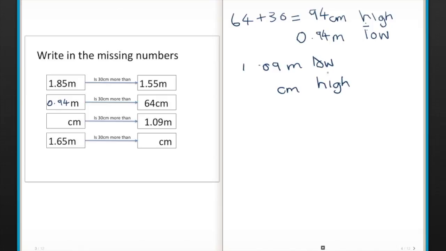And we want to get to the little thing with the high voice and the high number. How do we get from low to high? We times. What are we timesing by? We're timesing by 100. So 1.09, we're going to move the decimal point 2 places to the right. 1, 2, and that will give us 109. Now I need to add my 30 centimetres on. So 109 plus 30 would give me 139. And we can write that over here.